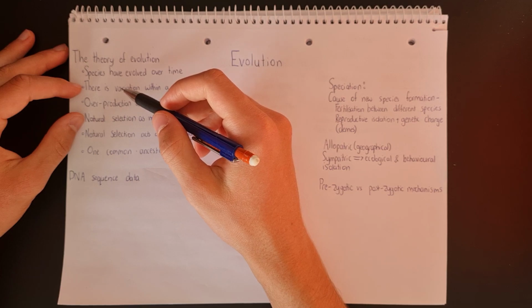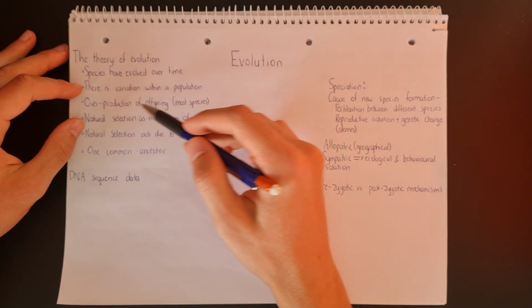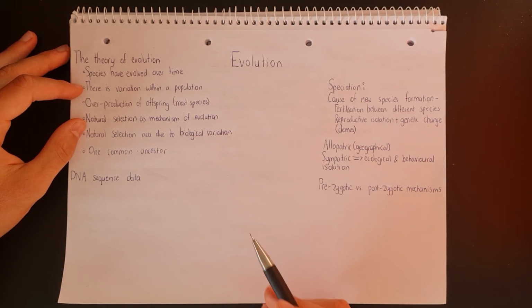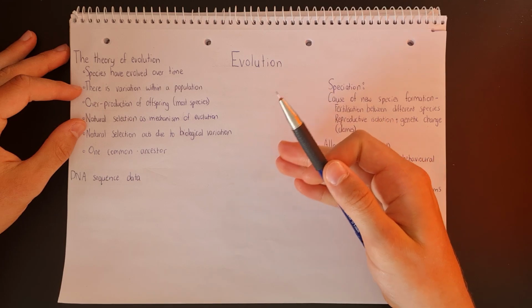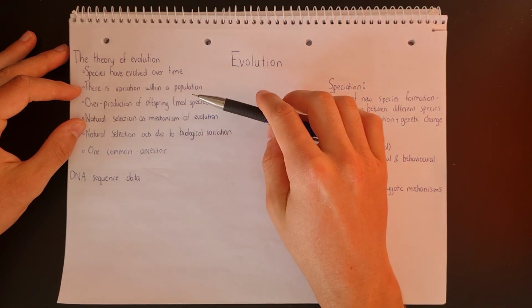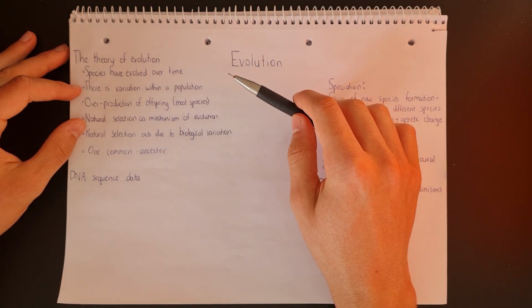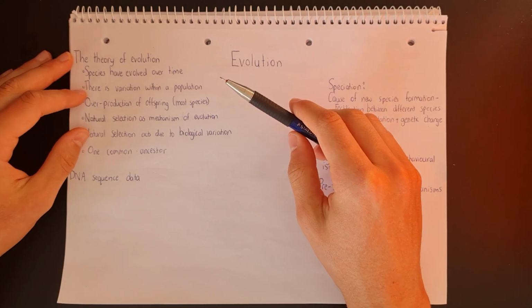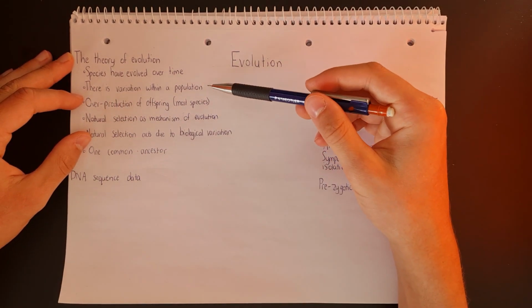The second point of the theory of evolution is that there is variation within a population. So mutations can occur. There can be genetic variation due to meiosis, as we discussed before. We also have random fertilization of gametes. All of these different factors contribute to variation within a population.